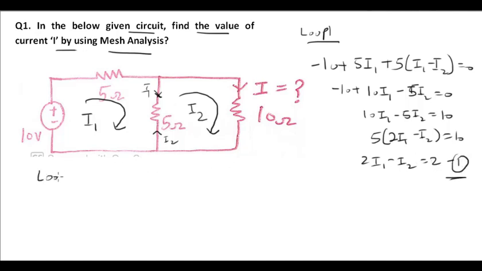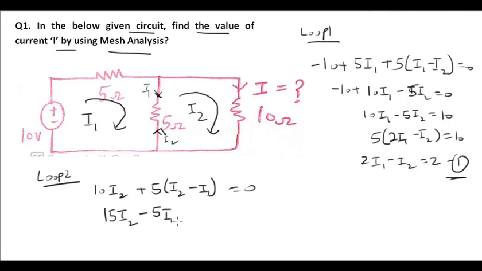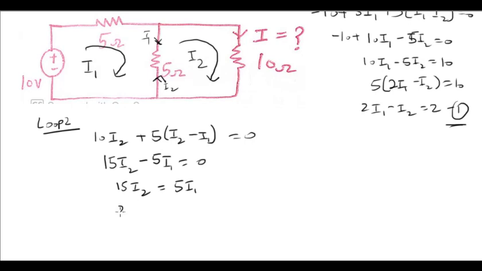Now applying KVL in loop 2. In loop 2, 10 I2 plus 5. Now here I2 is going like this and I1 is going like this. So 5 times I2 minus I1. Okay, 10 I2 plus 5 I2 is 15 I2. This is equal to 0. 15 I2 minus 5 I1 is equal to 0. From here, 15 I2 is equal to 5 I1, this will be 3 I2 equal to I1. Okay, now I am putting this value in this equation.